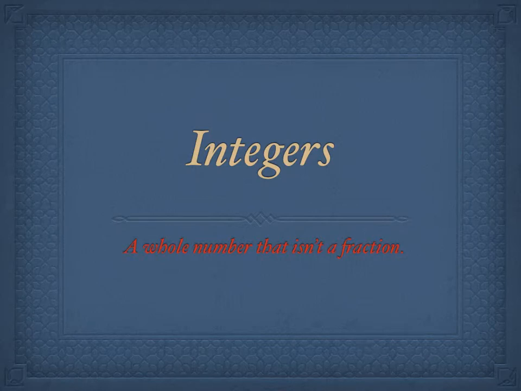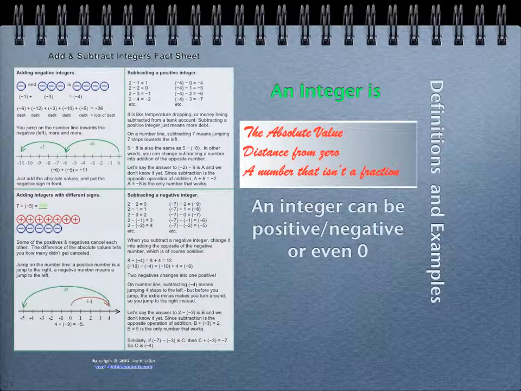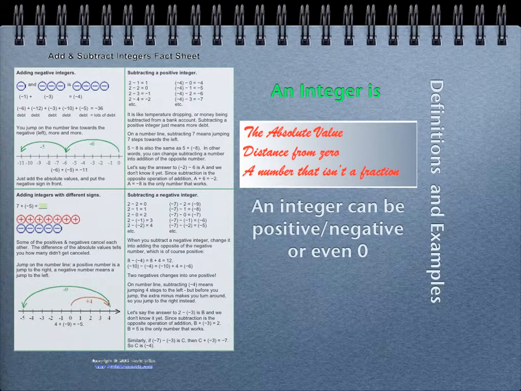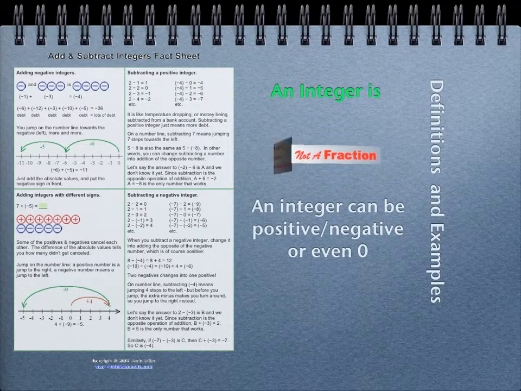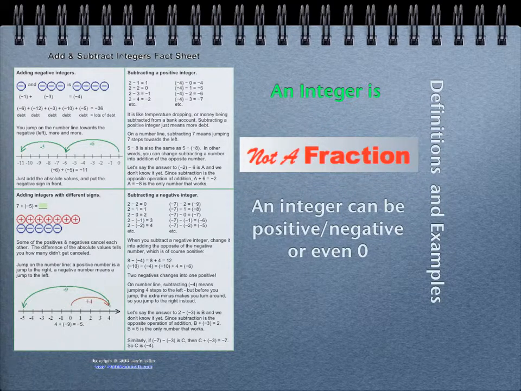Whole number that isn't a fraction. An integer is the absolute value, the distance from zero, and a number that isn't a fraction. An integer can be positive, negative, or even zero. But remember one thing, an integer is not a fraction.